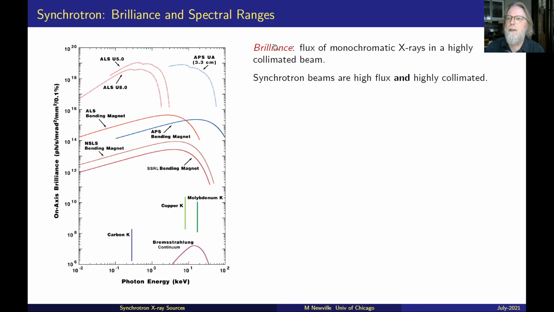And the brilliance, or the flux of monochromatic X-rays in a highly collimated beam, that's brilliance, is very high in synchrotrons. So synchrotrons have very high flux and are highly collimated. Compared to the X-ray tube sources from copper, molybdenum, or Bremsstrahlung down here, the brightness from bending magnets or undulators and wigglers from, say, the APS or ALS or other beamlines run by the Department of Energy are many orders of magnitude higher in brightness and brilliance.